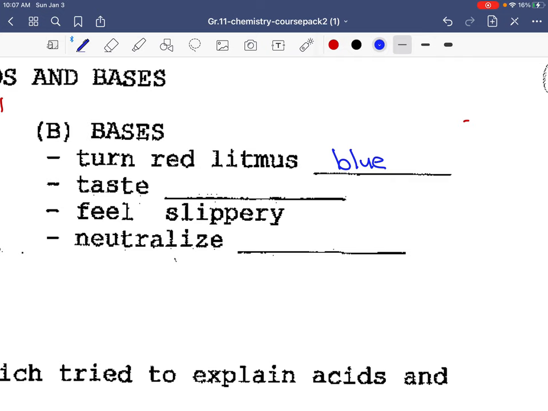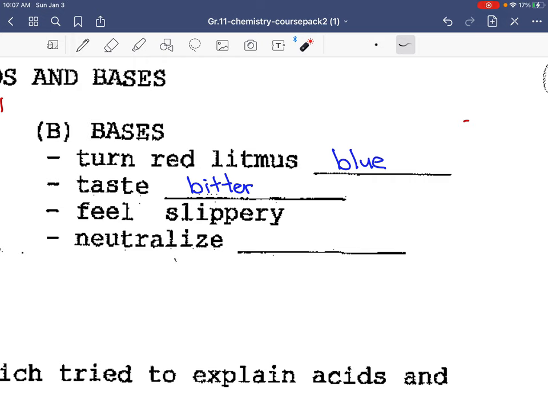Now, about taste. In terms of taste, bases are bitter in nature. I wouldn't ask you to prove it or anything, but it is. Now, there's a feel to base. Unlike acid, which you shouldn't be touching, base you shouldn't touch either. But if it accidentally falls on you, like certain washing detergent, it feels slippery.